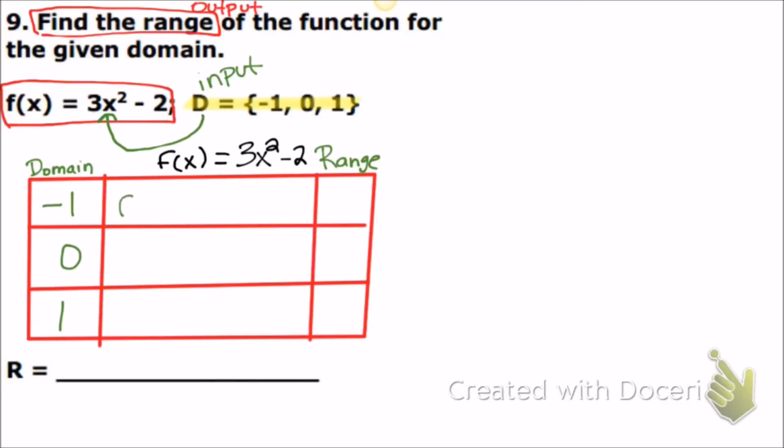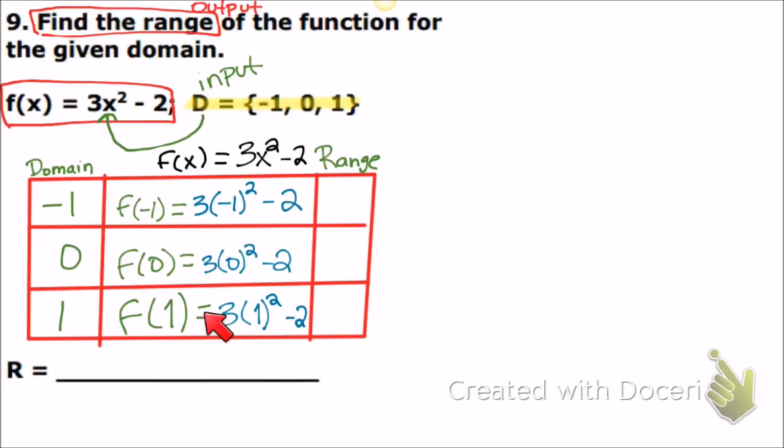Remember that domain is my input, so I'm going to put it inside of the parentheses. And then every time we see an x, we're going to write negative 1. So 3 times negative 1 squared minus 2. And we're going to do the same thing for the other ones. So this is how it looks when we plug in the numbers. Now we just need to type this in on the calculator and find out what our actual output is.